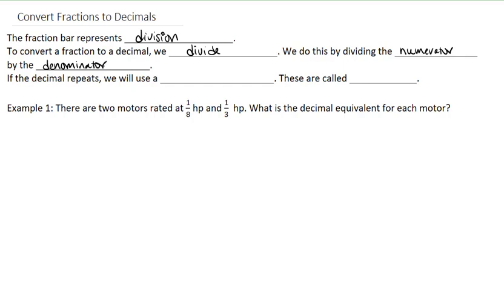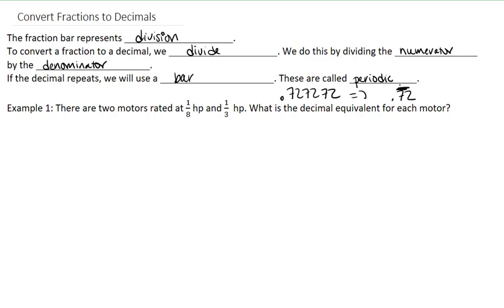Now, if a decimal repeats, we will use a bar that goes over the numbers, and when the decimal repeats, these are called periodic. So if the problem became 0.727272, we can just write it as 72 with a bar on top of the 72, because it shows that it's going to repeat the 7 and 2 infinitely.